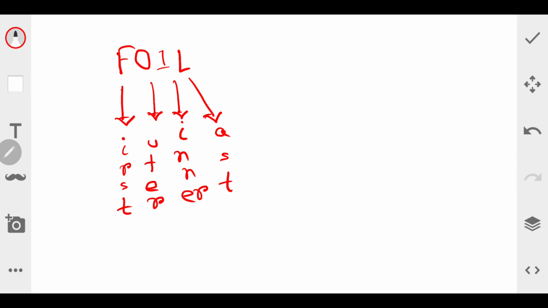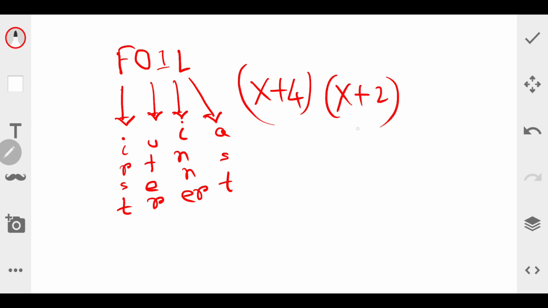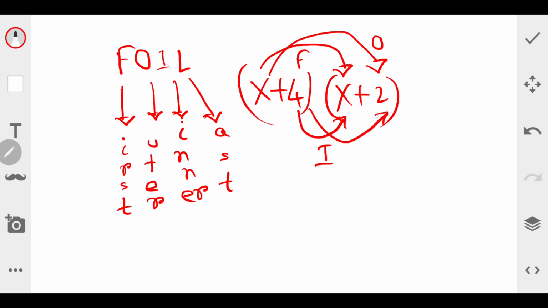Okay, so let's look at this one more time. So x plus 4 and x plus 2. Let's do the first. First, x times x. That's the first. And then outer, x times 2. And then 4 times x, that's the inner. And 4 times 2, that's the last.